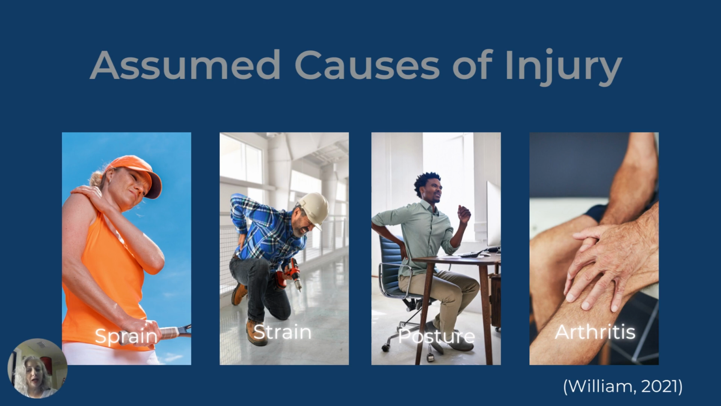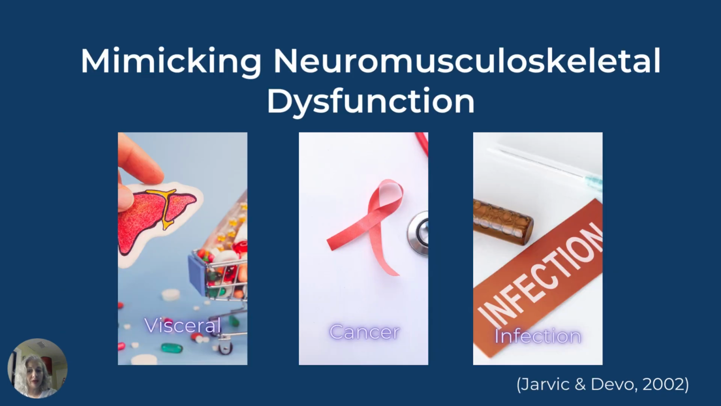Patients often assume that their symptoms are caused by neuromuscular conditions such as sprains, strains, poor posture, and arthritic conditions. However, viscerogenic problems and systemic conditions such as cancer and infection can also mimic the same neuroskeletal dysfunctions physical therapists treat. For some of the patients, the underlying cause of their symptoms can therefore be more serious and can lead to life-threatening issues and severe disabilities.